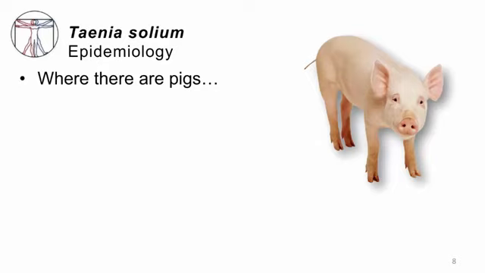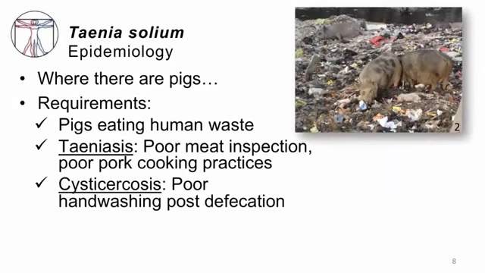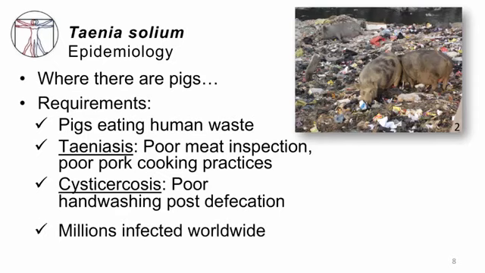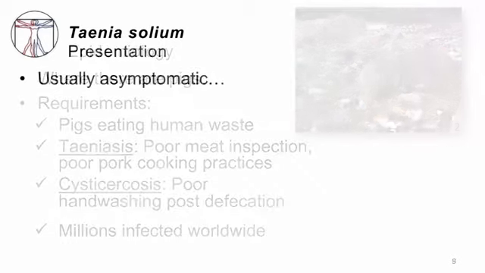So, epidemiology. This happens any place where there are pigs, not these beautiful, cute little pink scrubbed pigs, but pigs that are feasting on human waste, right? In order to catch teniasis, you need poor meat inspection and the poor practice of cooking pork. You can actually eat cystic pork as long as you cook it first and inactivate those cysts. And in the case of cysticercosis, the problem isn't with the pigs, it's with the people. People who are not washing their hands appropriately after they defecate, then somehow contaminate the food that they're preparing with their own feces. This is a common issue, and there are millions of people with either teniasis or cysticercosis worldwide.